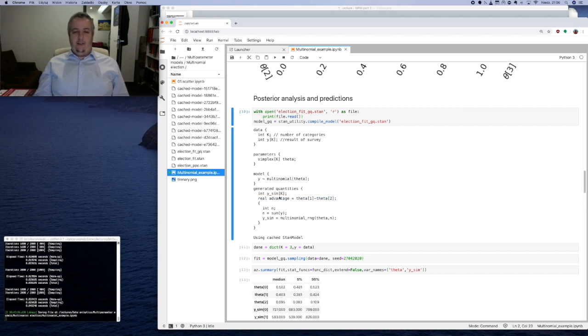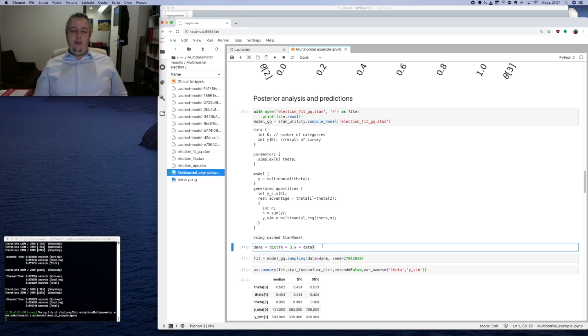advantage value. The advantage is how much theta 1, corresponding to George Bush, is greater than theta 2, corresponding to Dukakis. So is the difference positive or negative? If it's positive, then Bush has an advantage. If it's negative, Dukakis has an advantage.